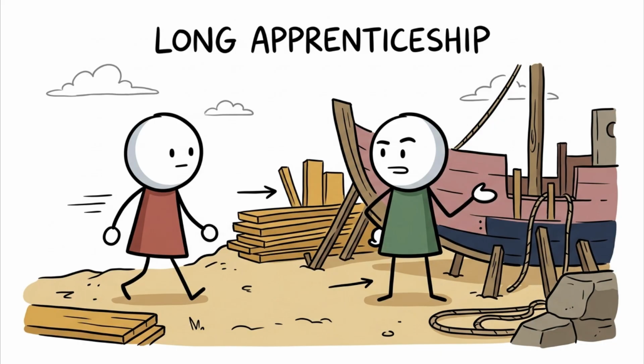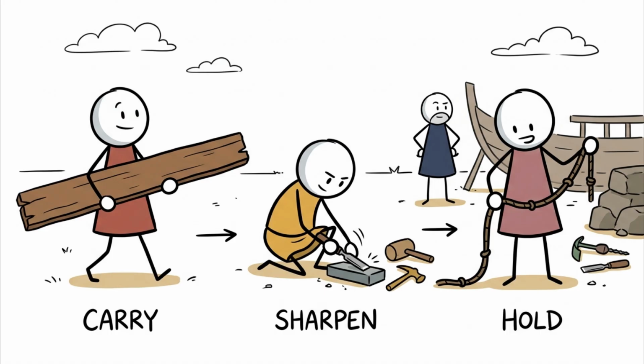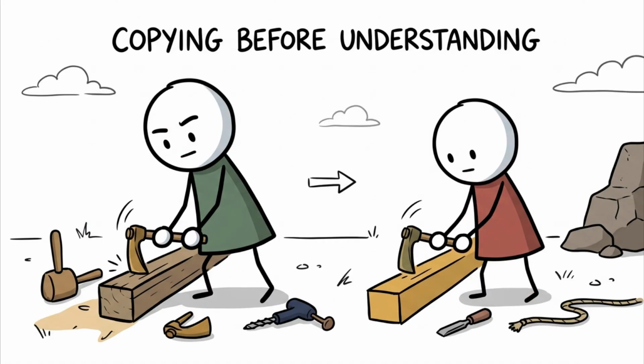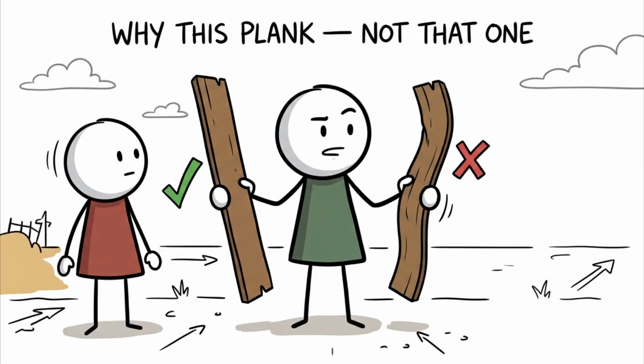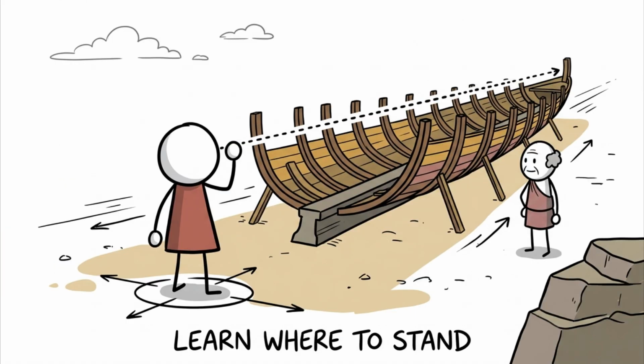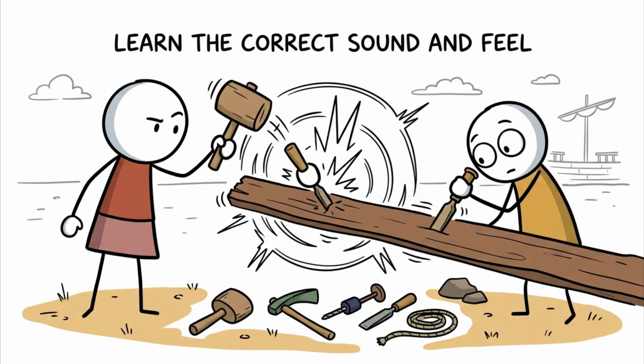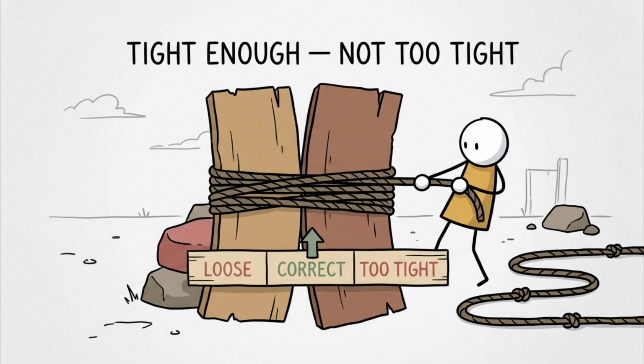Traditional workshops solved this through long apprenticeship. The apprentice began with simple jobs, carrying timber, sharpening tools, holding lines. At first, he copied movements without understanding the complete system. Then he learned why one plank was accepted and another rejected. He learned where to stand when judging a curve. He learned how a correct tool stroke sounded and felt. He learned when a rope was tight enough without breaking the timber.